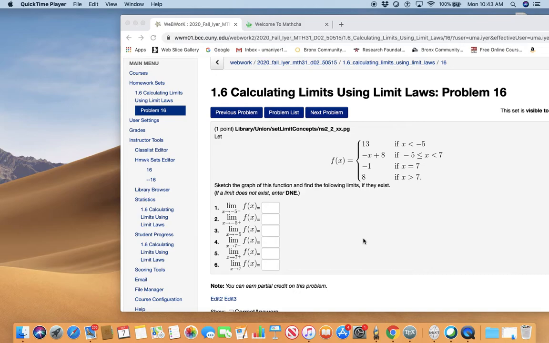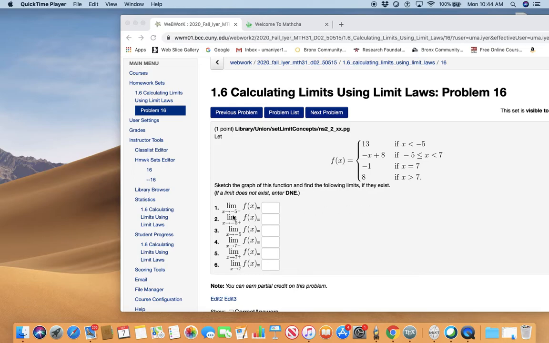So this is problem 16, section 1.6. You're given a piecewise defined function defined over 4 pieces. Sketch the graph of this function and find the following limits. Well, in this particular case, you don't need to graph it because you can simply find the answers from the left or from the right using purely the algebra here.